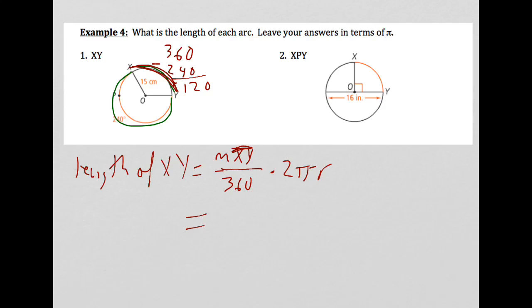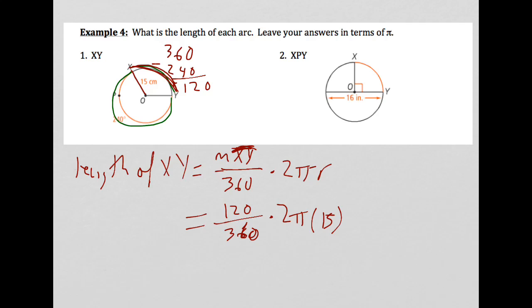Okay, so all we do now is plug stuff into our formula. So the measure of arc XY, that's the degree measure. Well, we figured that out to be 120. So we have 120 divided by 360 times 2 times pi times the radius of the circle, which is from the center to the outside, times 15. Okay, so once we get it to this stage, all we need to do is plug it into our calculator.